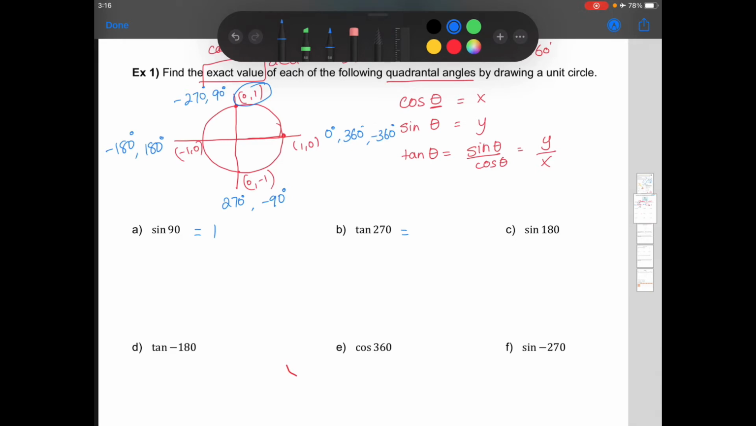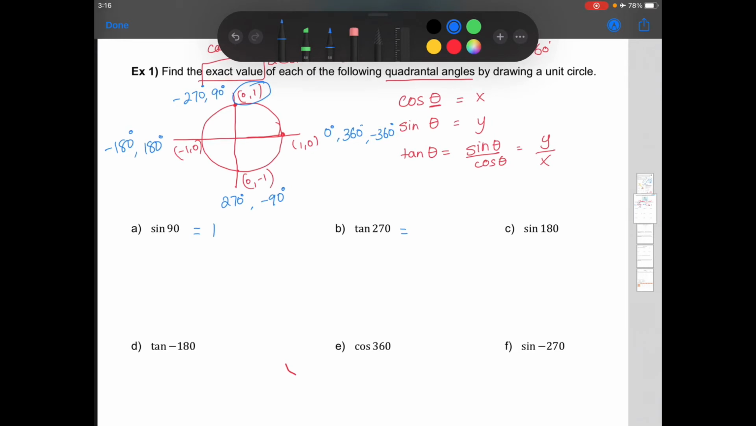Right, so tangent of 270. Tangent is what? Y over x or sine over cosine. So sine of 270, I'm going to show you all the work. Eventually you can choose to skip the work. And over cosine of 270, right? So what is sine of 270? Sine of 270 is negative 1. Cosine of 270 is 0. Which is what? You have 0 in the denominator, so it is undefined.